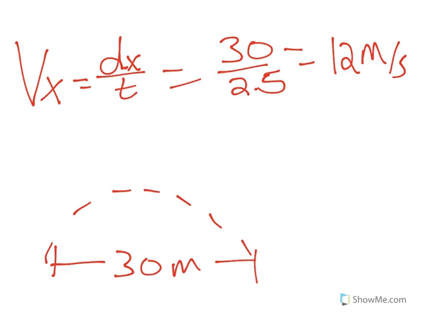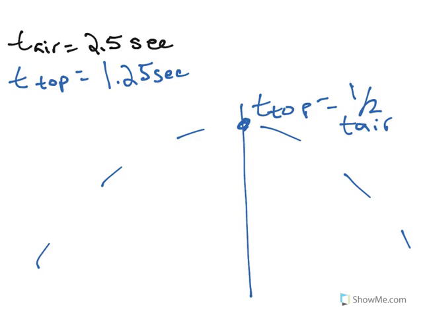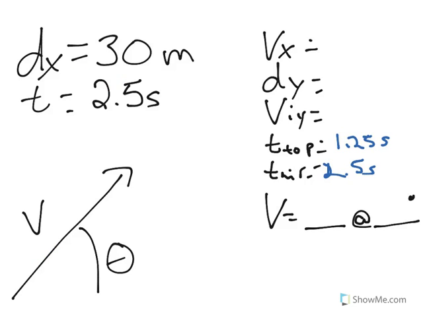So the distance in the X is this whole distance from start to finish. All right, and so we have to use the total time in the air and the distance in the X that it traveled. In the end, we get 12 meters per second. So velocity in the X was 12 meters per second.